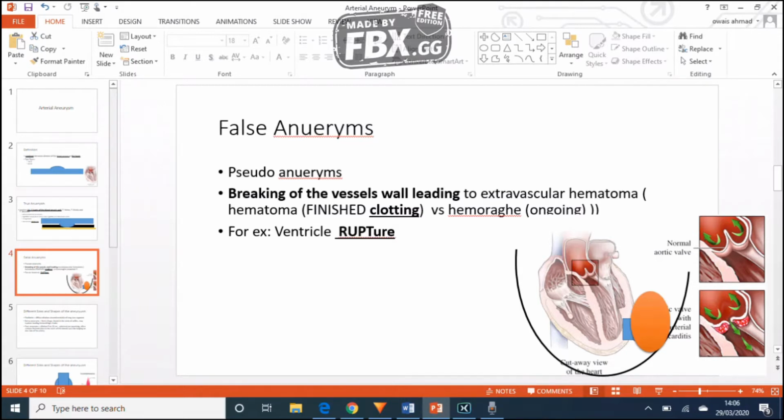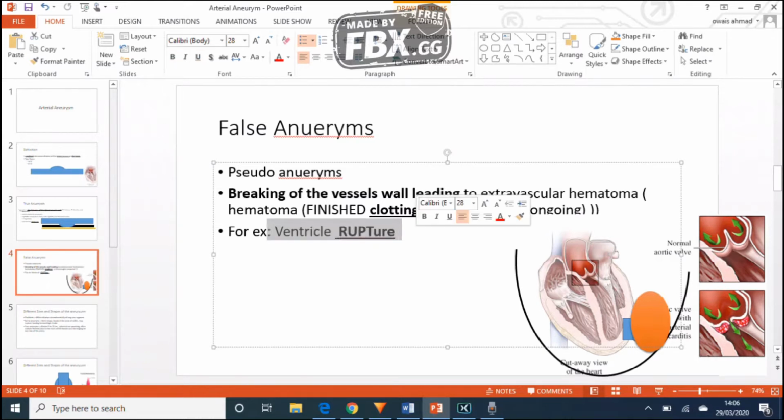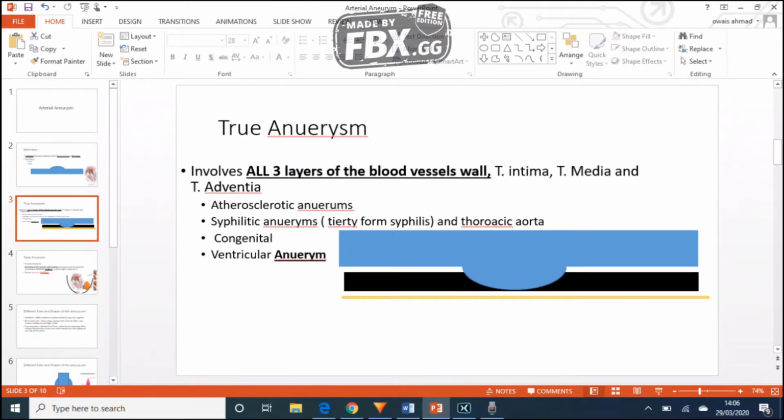And you might be wondering what a hematoma is. We always hear about hemorrhage. Hemorrhage means something that's bleeding, that's ongoing. But hematoma means the bleeding is finished, it's just a collection of blood, so clotting has occurred. When can this occur? Ventricular rupture. I'll put a bold highlight and make it red, because it's ventricular rupture. In a true aneurysm, it was ventricular aneurysm. Over here, it's ventricular rupture.